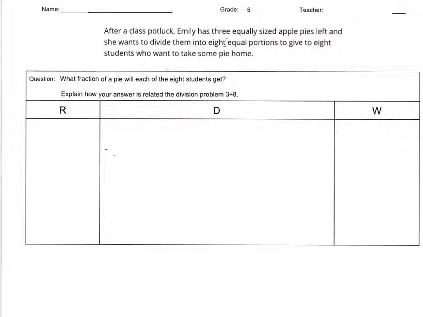Awesome. Now, let's look at underlining and the boxing. I kind of made it easy for you this time. I look at this problem and say, Emily has 3 equal sized pies left. She wants to divide them into 8 equal portions to give to 8 students. I think the question is: what fraction of a pie will each of the 8 students get? And I'm going to need to explain how the answer is related to a division problem, 3 divided by 8.